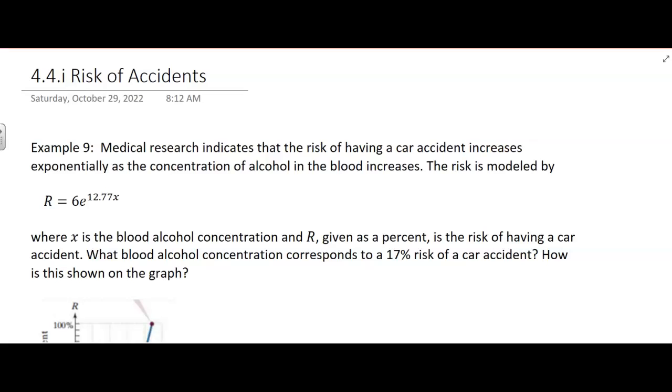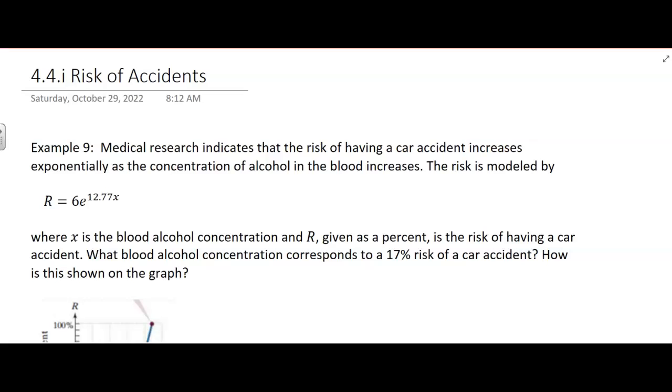So this is an application problem, something that happens in the real world. And they give us some information on the risk of accidents based on the blood alcohol level. It says medical research indicates that the risk of having a car accident increases exponentially as the concentration of alcohol in the blood increases. So more alcohol in the blood, the greater chance that you're going to have a car accident.